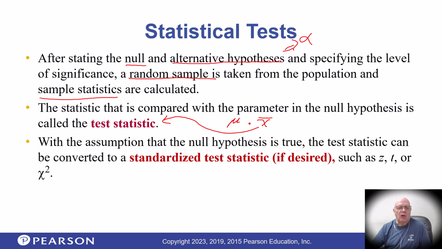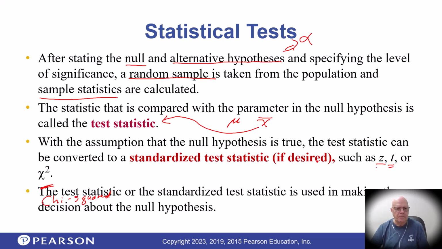A test statistic could also be converted to a standardized test statistic, such as z, t, or this is actually chi-squared down here. Now, you might not get around to using this because this is something that you'll use in hypothesis testing when you're testing variances or standard deviations. Barring that, you're going to use as your test statistic z, you're familiar with that, t, or chi-squared if you get that far. That's what you use to make the decision.